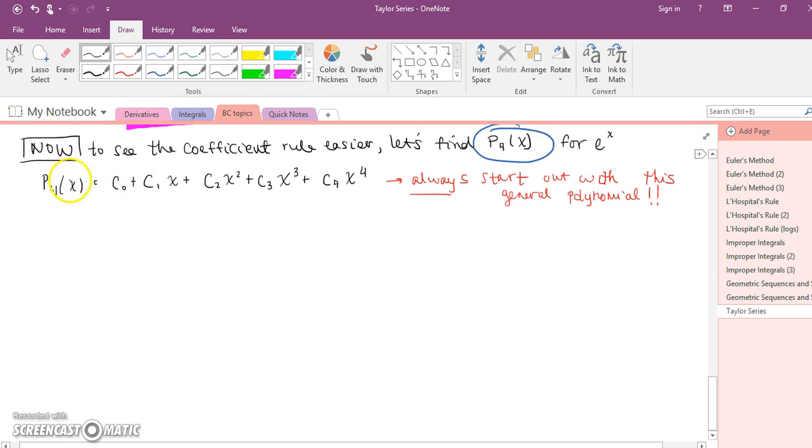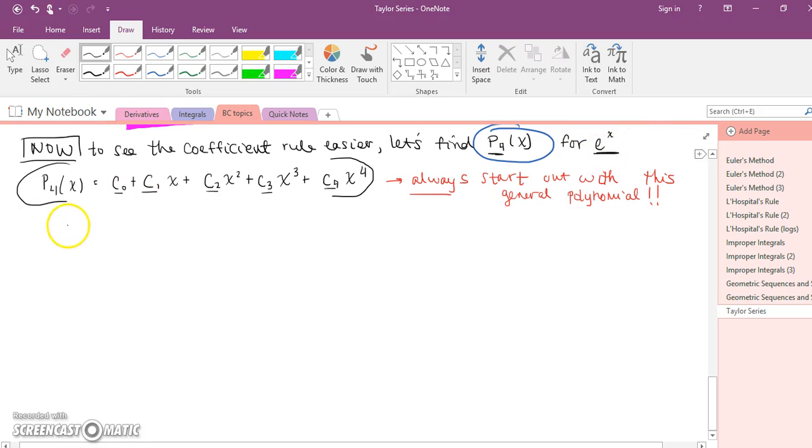So we want a polynomial. Even if you're not just doing e, like let's say you're doing sine or cosine, you're always going to start out with this general polynomial to whatever degree you want. I'm going to degree 4 because I want p sub 4, polynomial of the fourth degree. So I need to find these coefficients. These coefficients will personalize my polynomial to the function I'm doing, which in this case is e to the x.